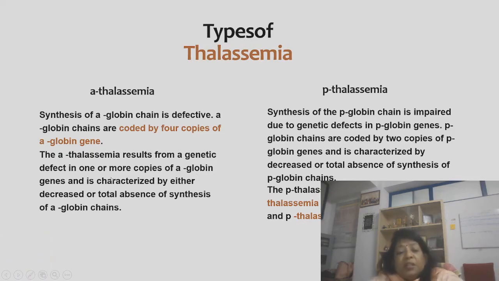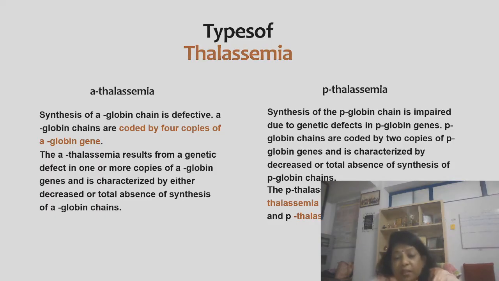Types of thalassemia: alpha thalassemia and beta thalassemia. Synthesis of alpha globin chain is defective in alpha thalassemia. Alpha globin chains are coded by 4 copies of alpha globin gene. The alpha thalassemia results from genetic defect in one or more copies of alpha globin gene that is characterized by either decreased or total absence of the synthesis of alpha globin chain. Either the alpha globin chain is defective or it is completely absent.